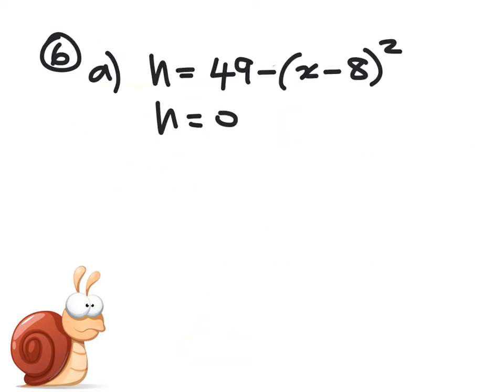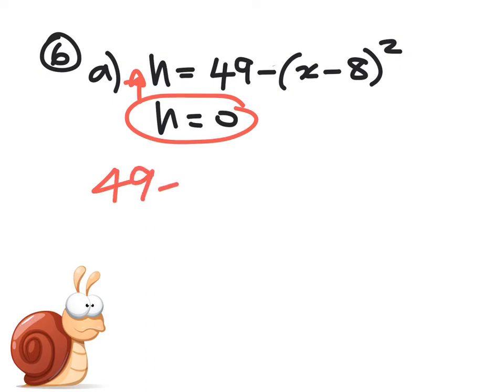Question 6, 3 parts. The first part says find the places where the supports cross the deck of the bridge, in other words where the height is equal to 0. It tells you that in the question. So I'm going to put that in here for h. So I've got 49 minus (x minus 8) squared equals 0.